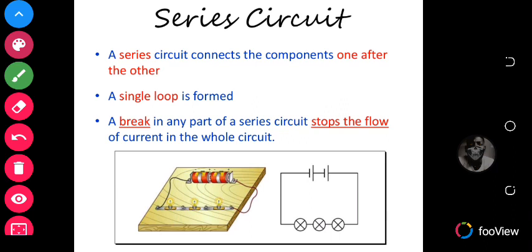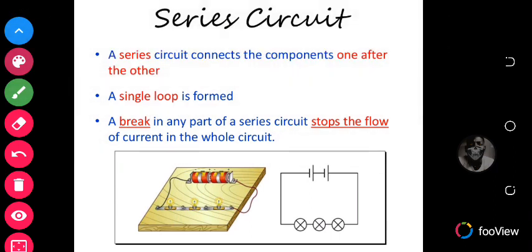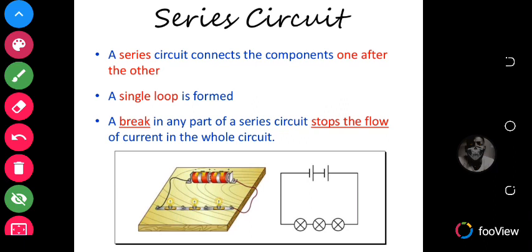Okay, so what it means is that for a series circuit, the components follow each other one after the other. You look at these bulbs right here, they follow each other. Bulb 1, bulb 2, bulb 3. They follow each other one after the other. When you look at the battery, they also follow each other one after the other.